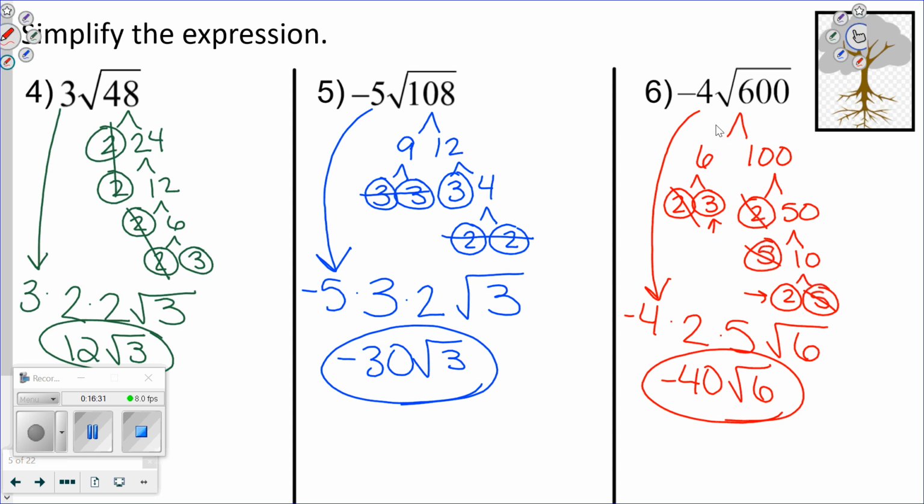All right, questions, comments, concerns with simplifying a basic radical?